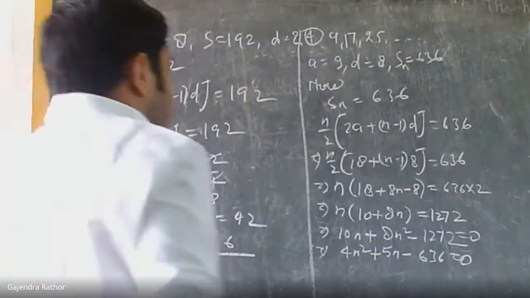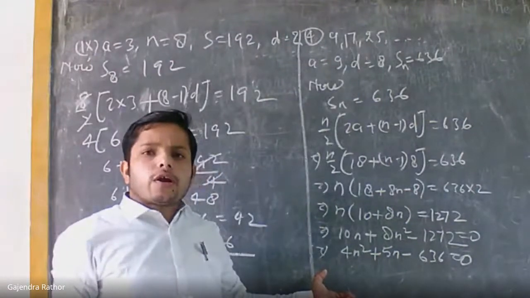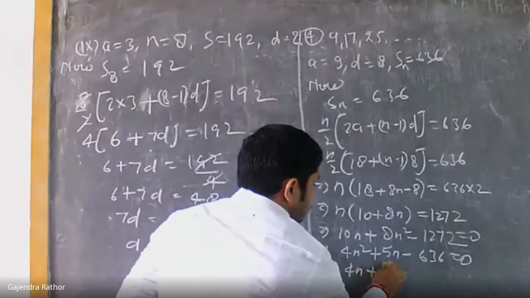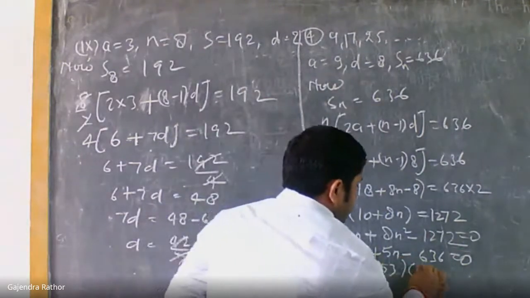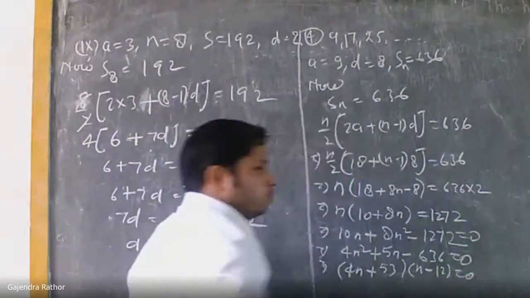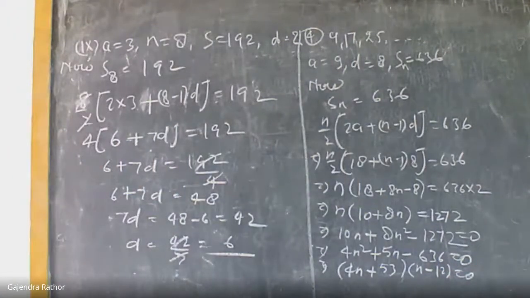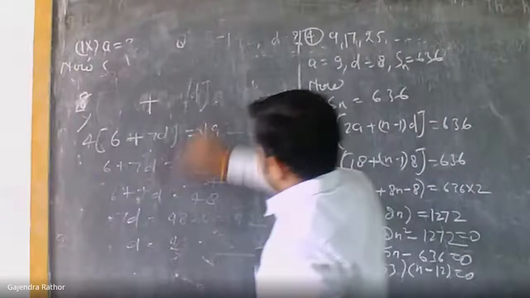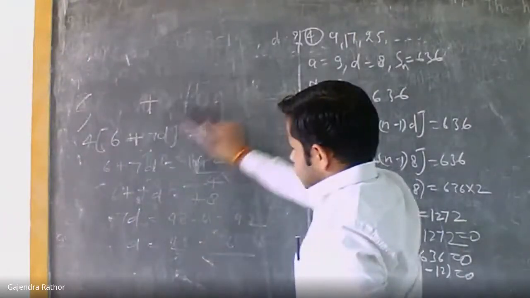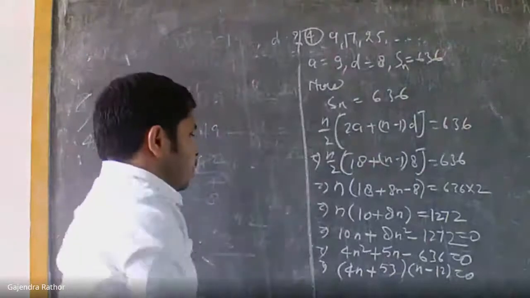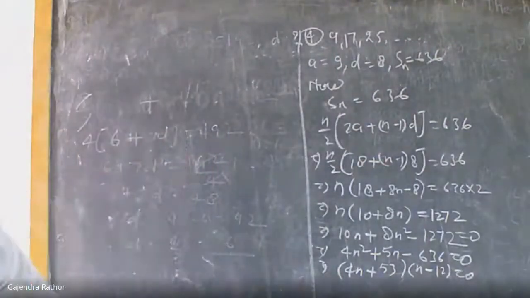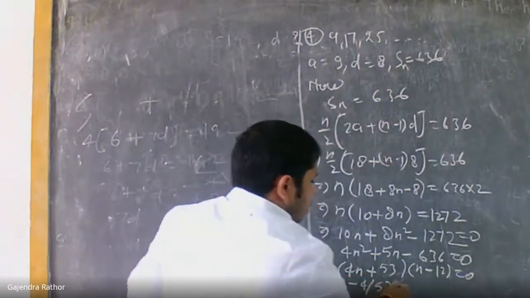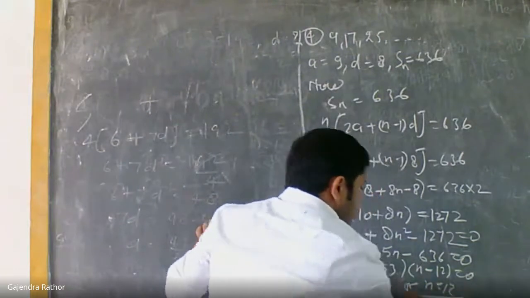Okay, by using the quadratic formula or the factorization method, we can find the factors: 4n plus 53 and n minus 12, equal to 0. When we equate each factor to 0, we get two values: n is equal to minus 53 upon 4, or n is equal to 12.